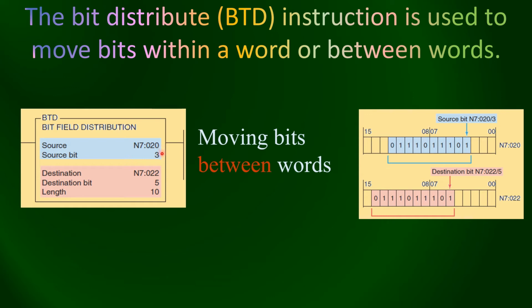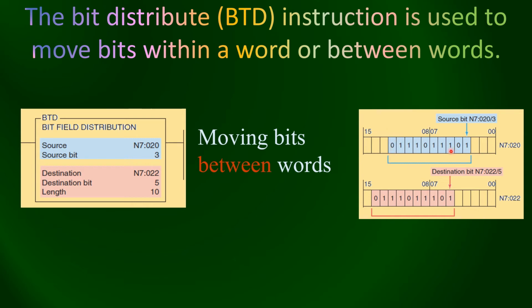Here it is written the source bit. The source bit is number 3, like 0, 1, 2. So this is bit number 3. Then we are writing 10 over here, so it will start from 3 and reach here. So it is 1, 2, 3, 4, 5, 6, 7, 8, 9 and 10. And the last bit is bit number 12 in the register.